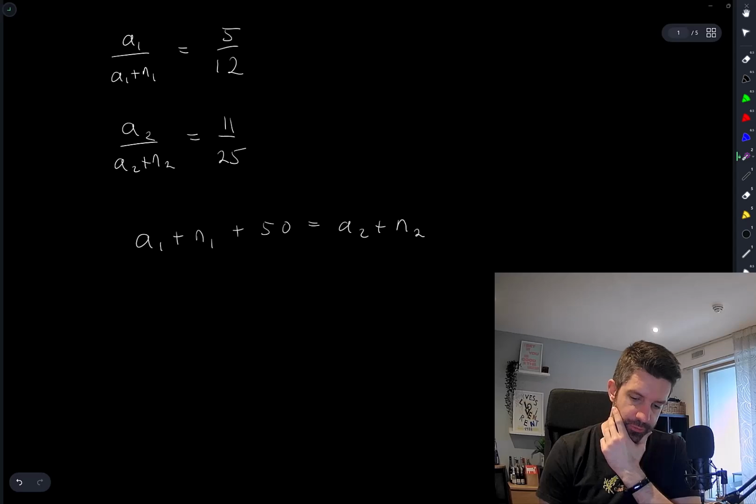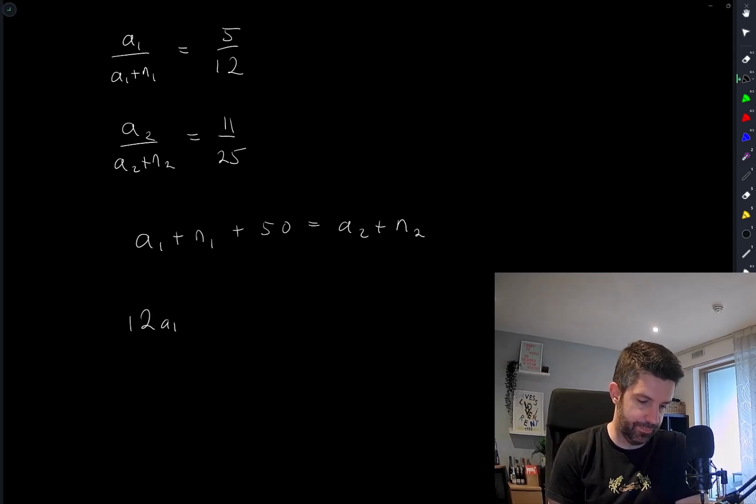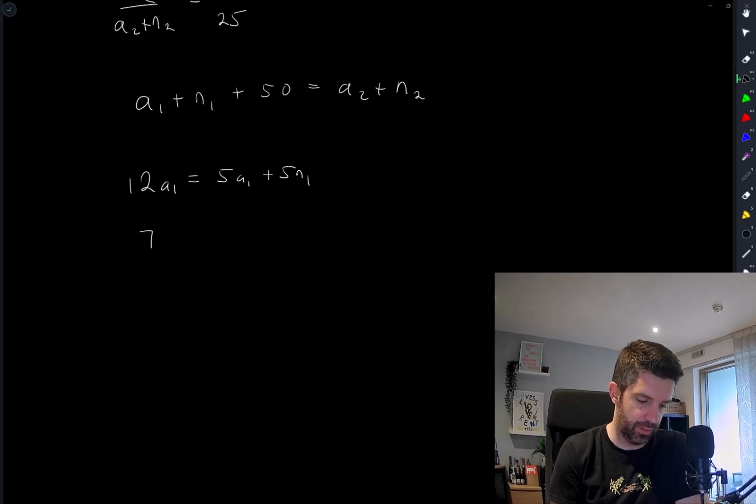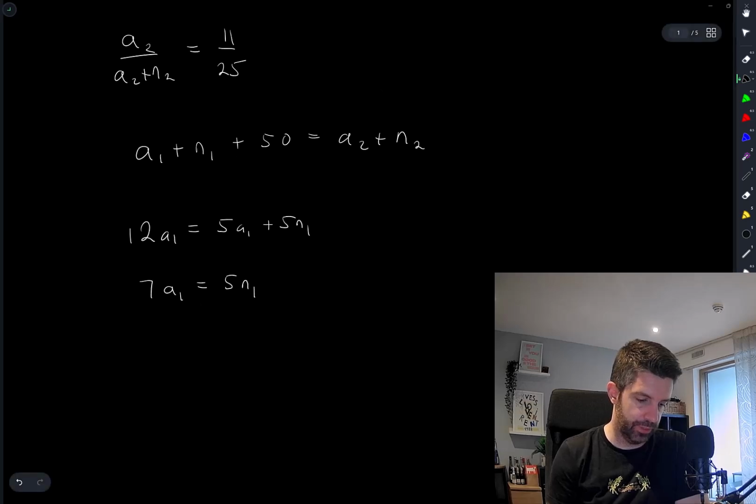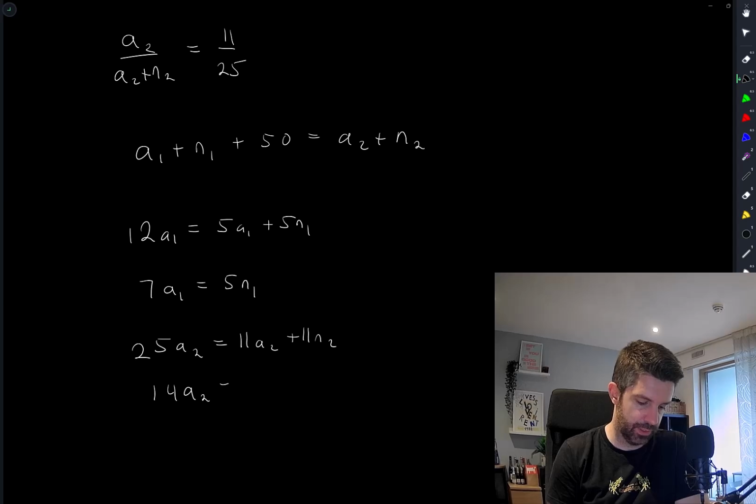Okay, let's take the first couple of equations and rearrange them and see if there's anything we can do. 12A1 is equal to 5A1 plus 5N1. So 7A1 is equal to 5N1. And the second equation, 25A2 is equal to 11A2 plus 11N2. So I've got 14A2 is equal to 11N2.